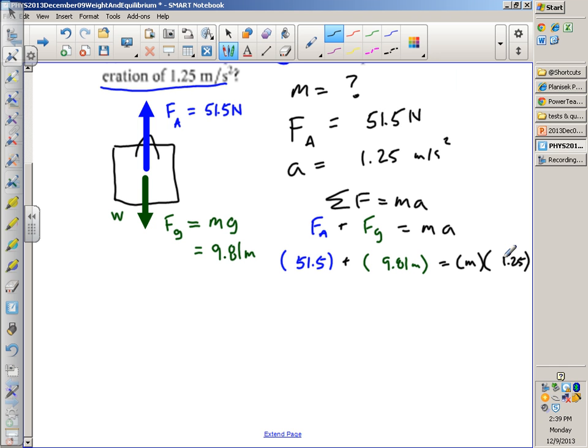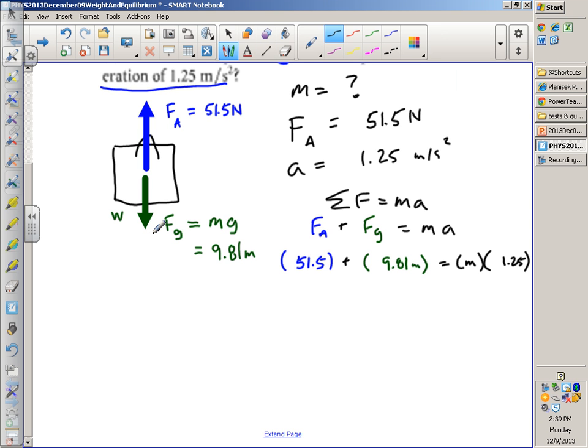Good with where that all came from. Before we go any further, though, we have to take care of the fact that these forces are vectors, right? And because they're vectors, they have to have both magnitude and direction. Applied force is upward, gravity force is downward. How do we distinguish between those two? How do we tell that one's up and one's down?